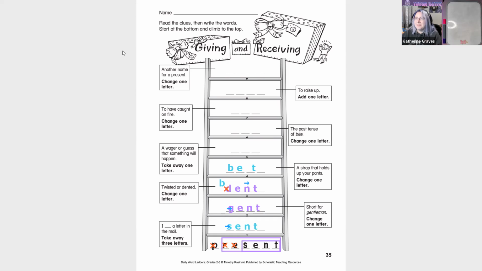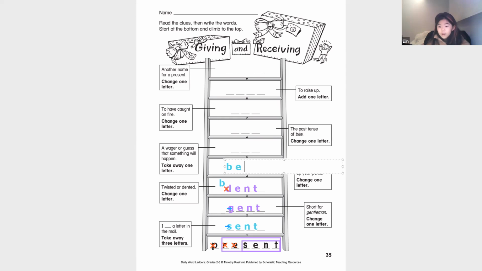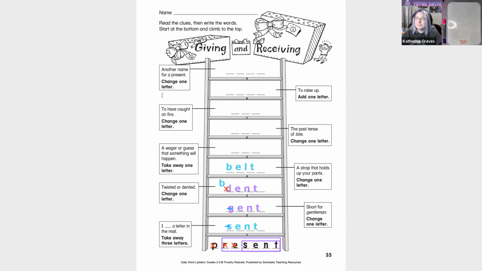It's okay. I'll help you out. The word is belt. The word is belt. Ta-da! All right, next one. It's okay. Sometimes when we are learning new vocabulary, they can go a little slow, but it's fine.